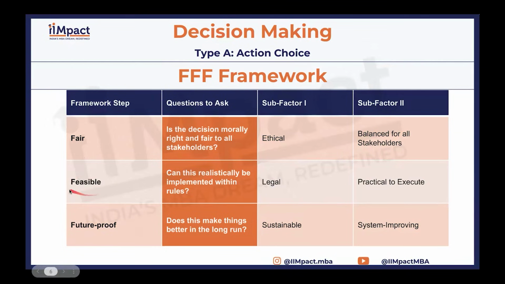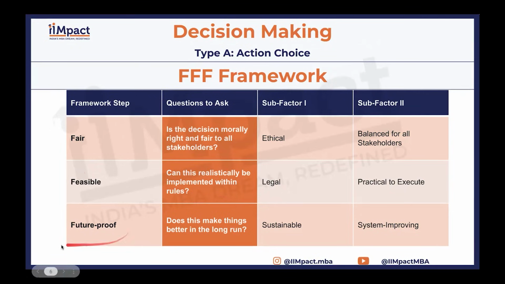The next F stands for feasible. Now, when you are trying to be ethical, you can actually go ahead and be somewhat too idealist, making it unfeasible in a real business scenario. So the second factor sort of balances out this fairness. Is this feasible? Can this be realistically implemented within the rules? And this is a summation of legality and the practicality to execute the said action.